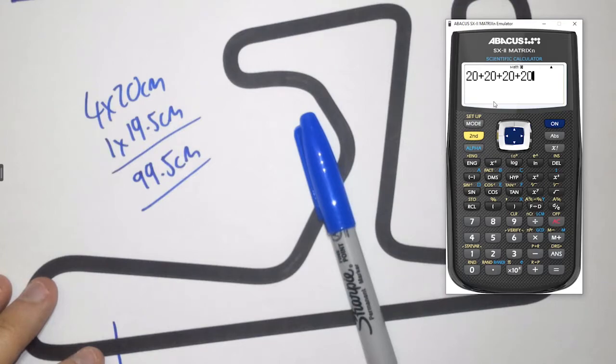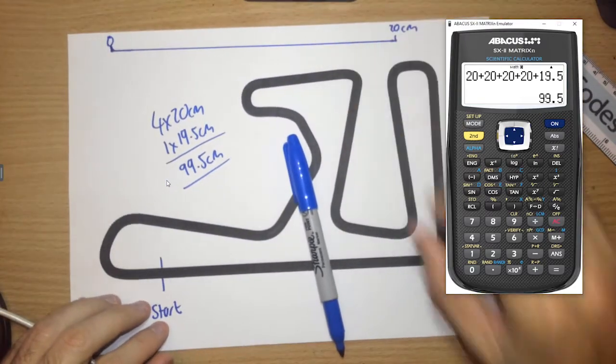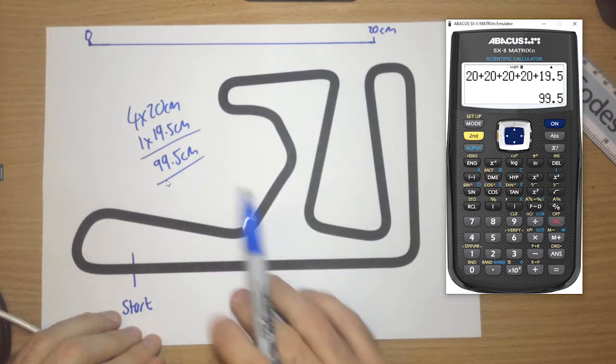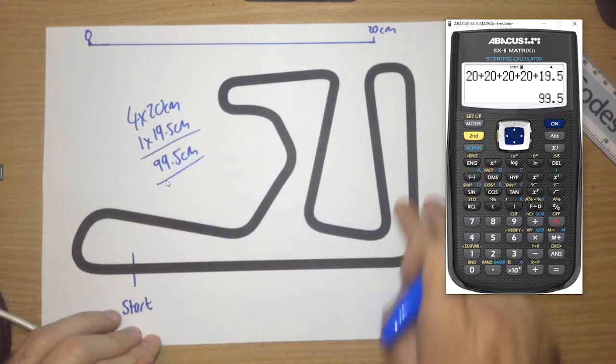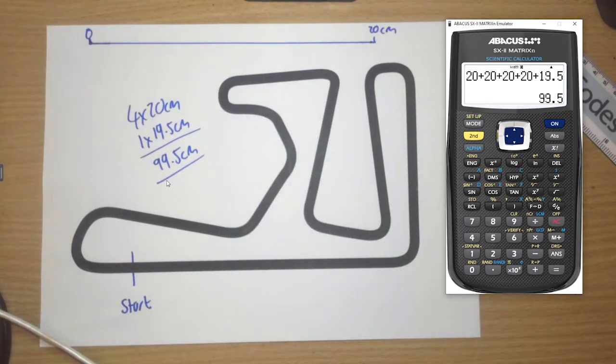So that's my 4 lots of 20 centimeters plus 1 lot of 19.5 centimeters. That gives me my 99.5 centimeters. So the perimeter of this track is 99.5 centimeters on this piece of paper. Obviously, it's a lot bigger in real life. You don't want race cars going 99.5 centimeters. They're probably longer than that, or they are longer than 99.5 centimeters.